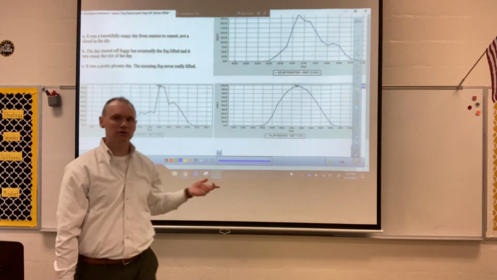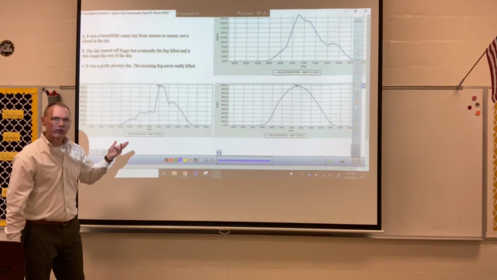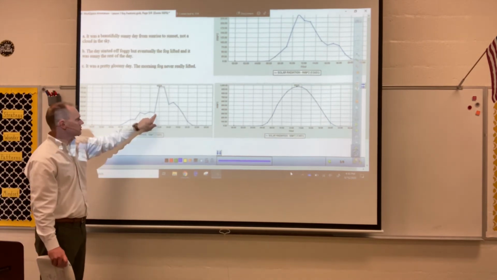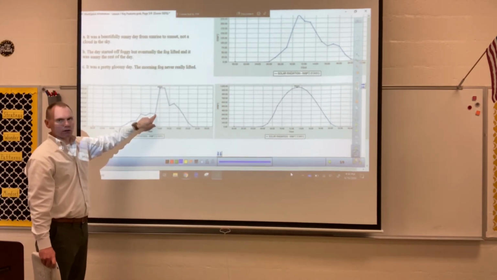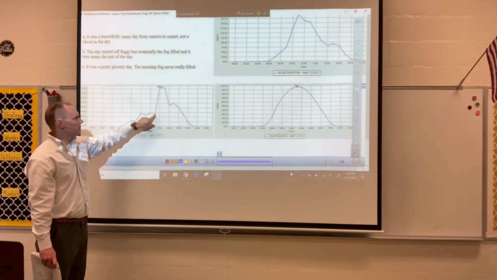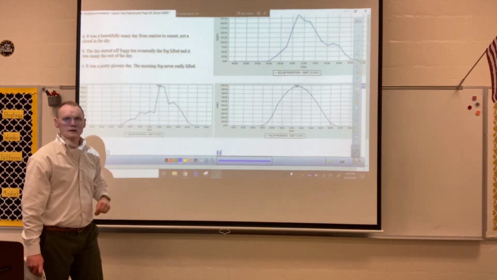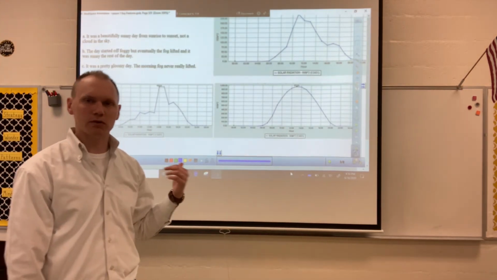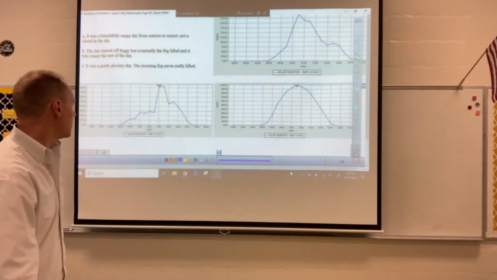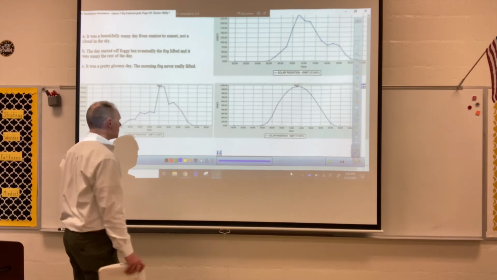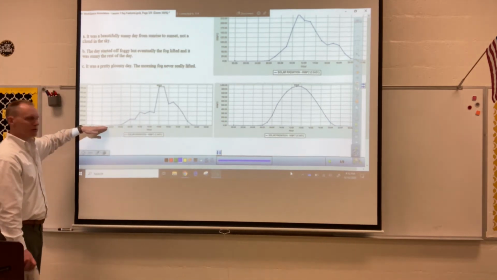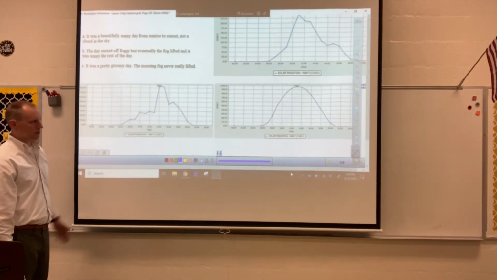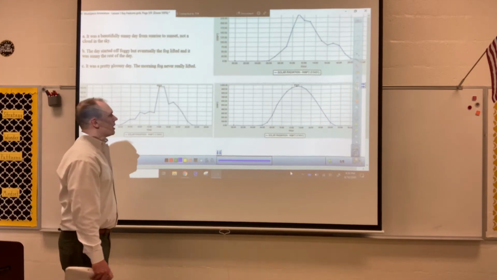So any peaks that you see are also relative maxes. Any valleys that you see could either be the overall min or a relative min. This one, is it the overall min? No. But is it a relative min? Yes. So there are some minimum values in this graph, but they're relative mins in that situation. The overall min would be 0 because at nighttime there's no sunlight.